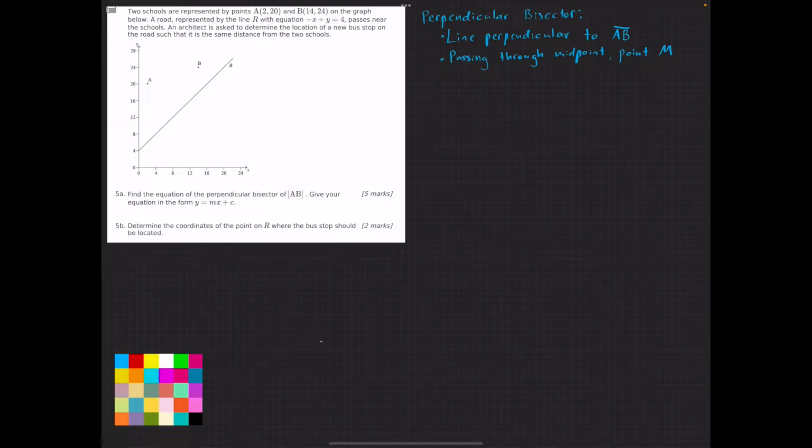Okay, what are they asking us to do? They're asking us to find the equation of the perpendicular bisector of AB, giving the equation in the form of y equals mx plus c, and then after that we want to find the coordinates of the point R where the bus stop should be located.